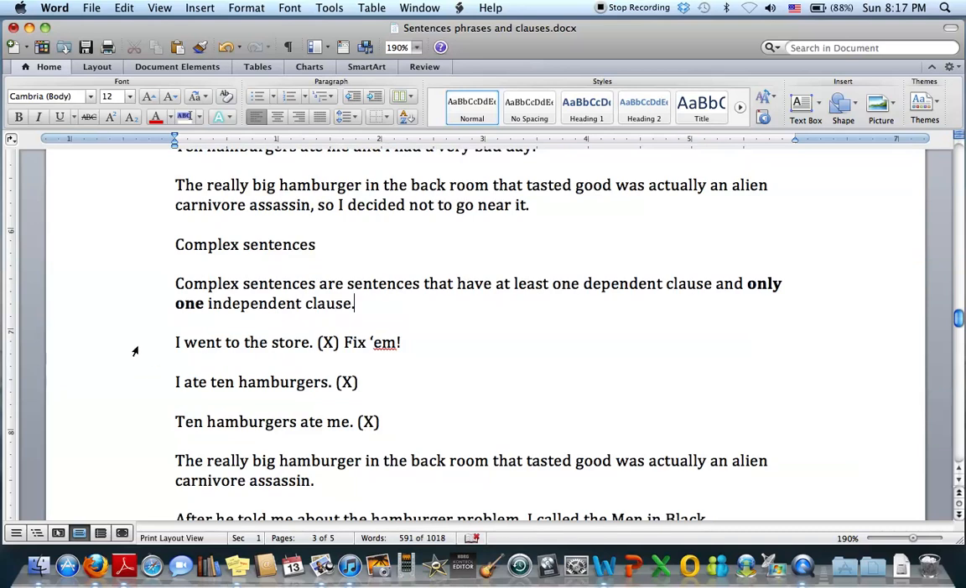Okay, so let's take a look at this one. I went to the store. Sorry, this is not a complex sentence. It just has one independent clause. So we need to add a dependent clause after it. So let's use our subordinator from before. "Because." Okay, I went to the store because I needed food. Great! Now I have a complex sentence. I have an independent clause and I have a dependent clause.